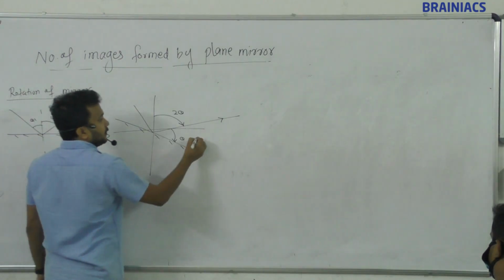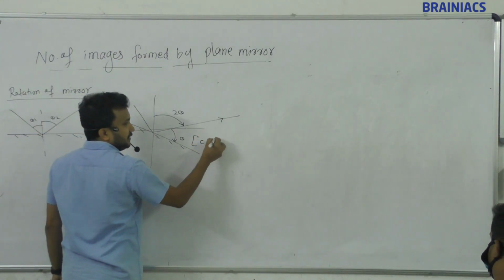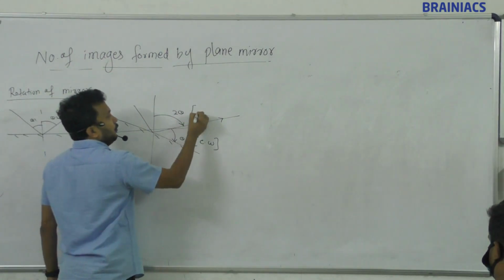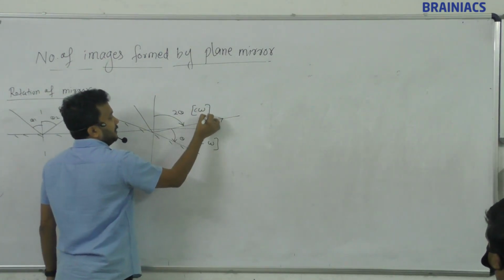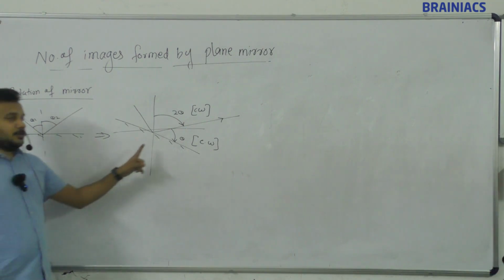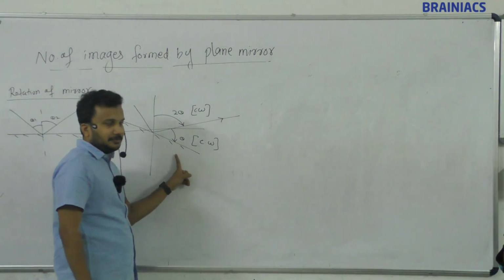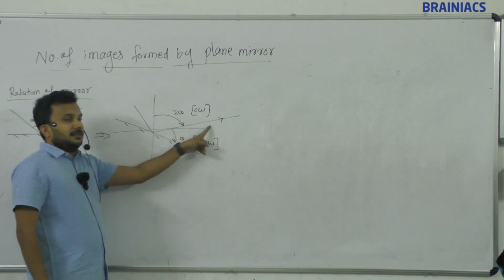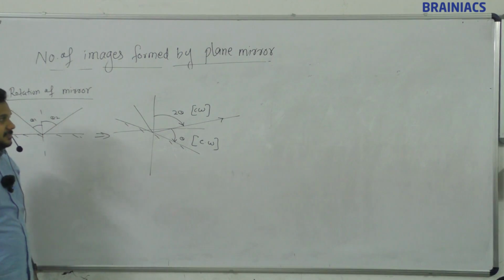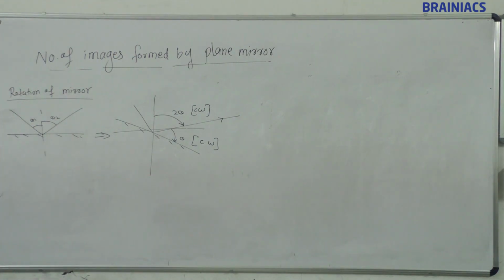Here the mirror is rotated in what direction? Clockwise direction. Correct? And the ray is also rotating in what direction? Clockwise direction. So it is the same direction, clockwise. So when the mirror rotates by theta degree, this is an experimentally proven thing: the reflected ray will also rotate by 2 theta, double. If the mirror rotates 360 degrees, the reflected ray will rotate by that much degree.